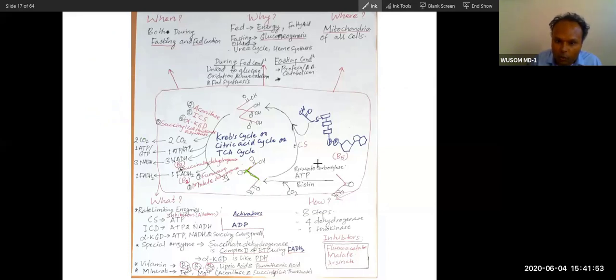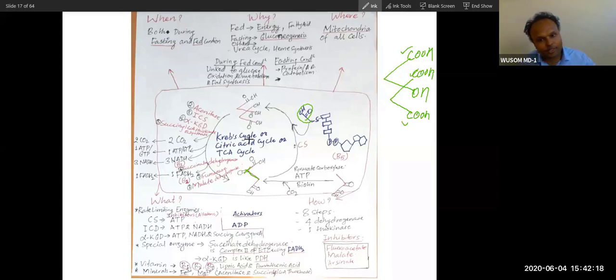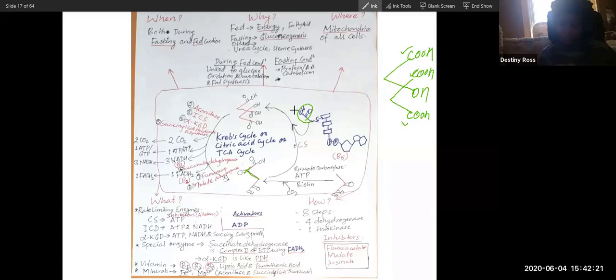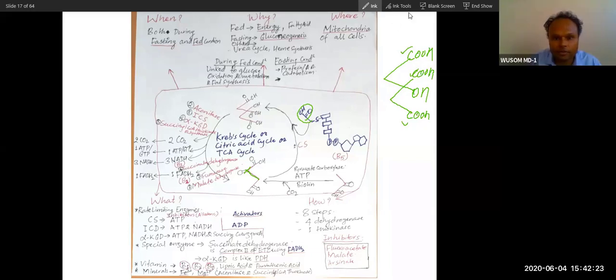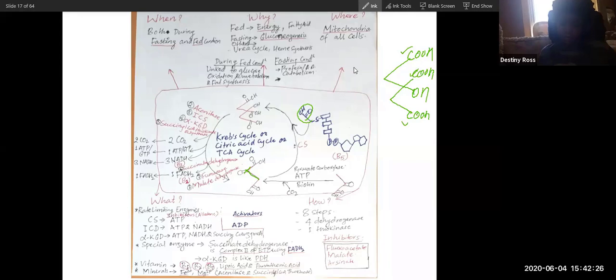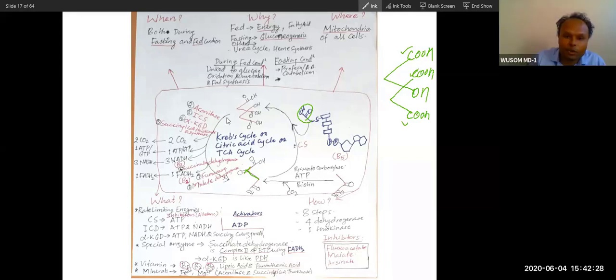When oxaloacetate combines with acetyl coenzyme A, it will form citrate. Citrate is easy to understand, right? Draw a 2C and put one COOH here, one COOH here, one COOH here, and one OH here. This is citrate, tricarboxylic, 1, 2, 3 carboxylic acids. Isn't it easy to draw citrate? Will you remember the structure of citrate? Yes. So it's easy. Now what will happen to this citrate?